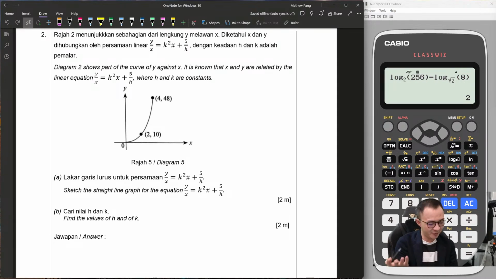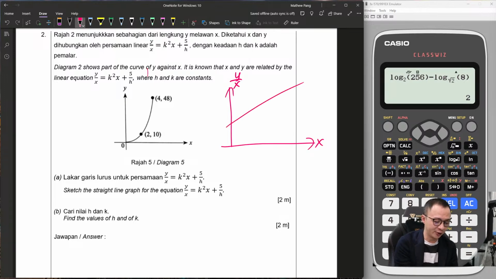Okay, this question is a bit interesting. Even though it's 4 marks, you kind of need to understand a little bit in order to solve it. Diagram 2 shows part of the curve y against x. It is known that x and y are related by the linear equation where h and k are constants. This one is small letter y and small letter x. Basically this is the right diagram. So if I change this into x and y over x, I will get a straight line, according to this sentence, because they say they are related by a linear equation. Linear equation means straight line equation.